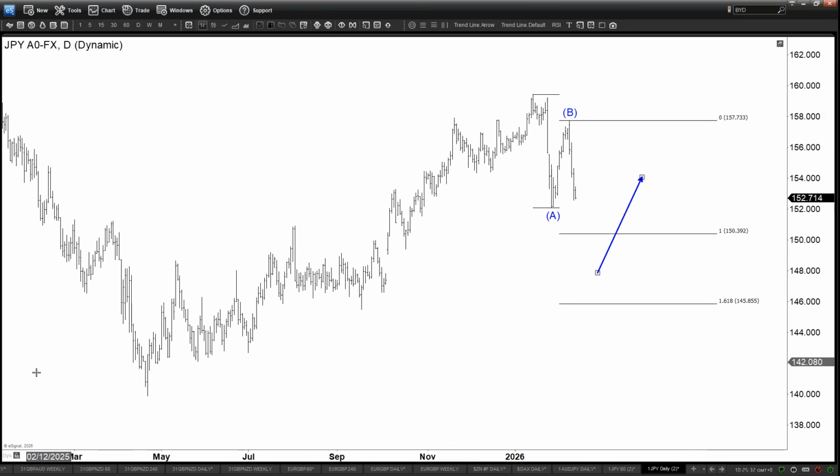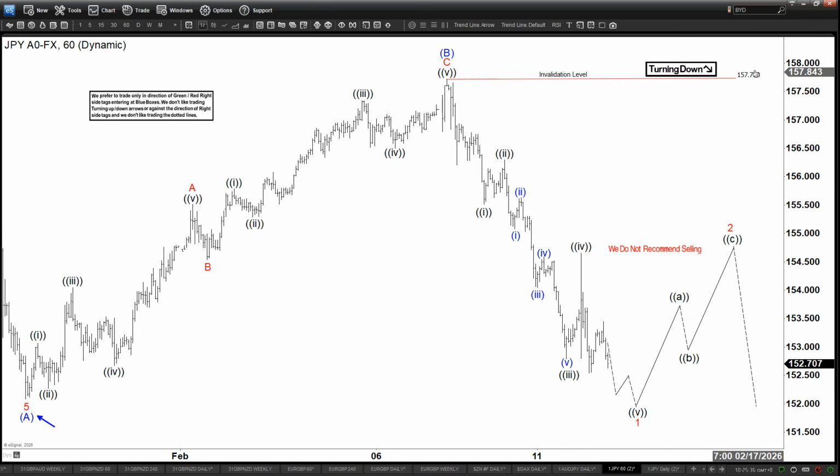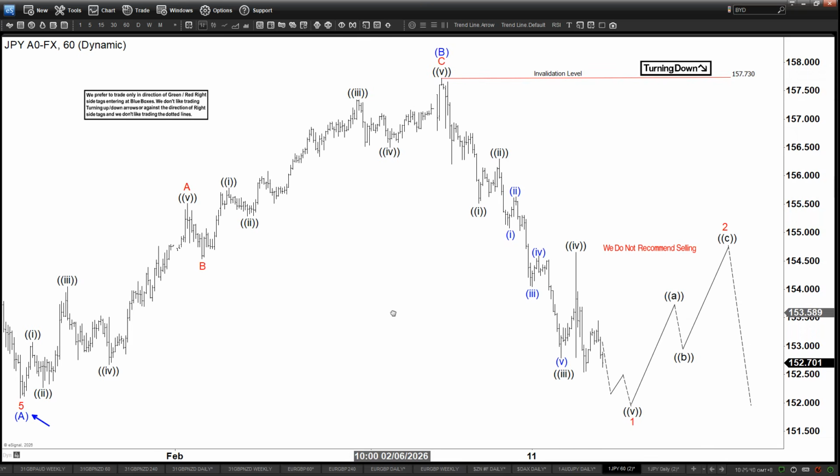Okay, so shorter cycle looking for more downside and looking for a rally to fail below 157 in 3 swings for further downside. Alright, so that's the update here.